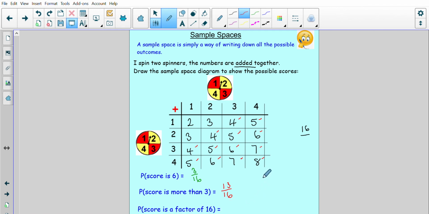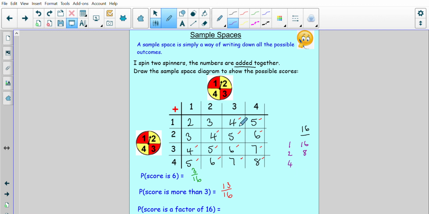Lastly, what's the probability that a score is a factor of 16? So we need to remember our factors. Factors of 16 are the pairs of numbers that divide into 16. We can think of it as multiply to make 16. So our factors, let's use purple for this one. What you might like to do is just write down the factors of 16 in pairs. So remember, we did that systematically: 1 and 16, 2 and 8, and 4.